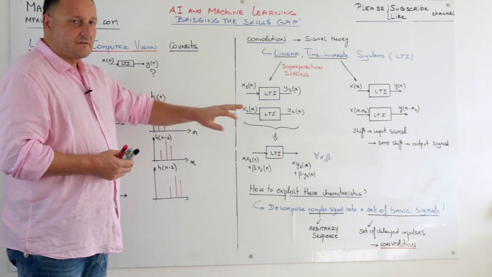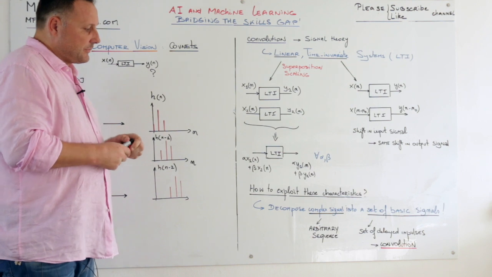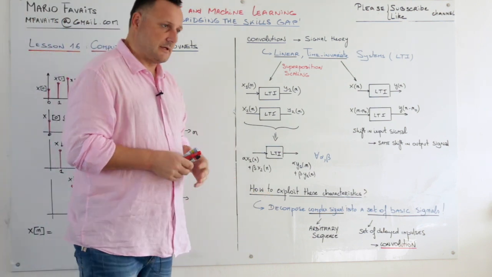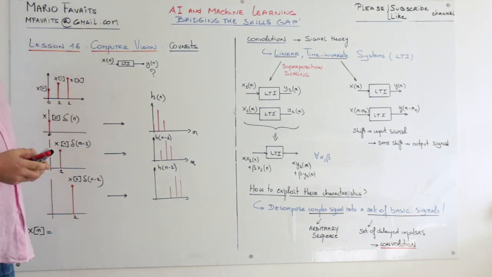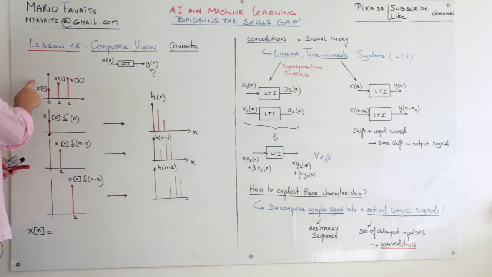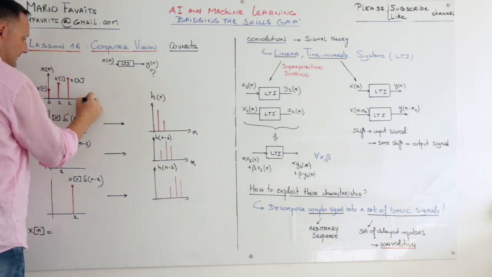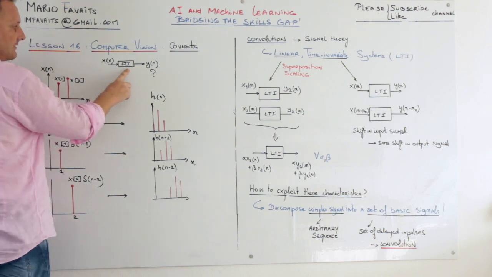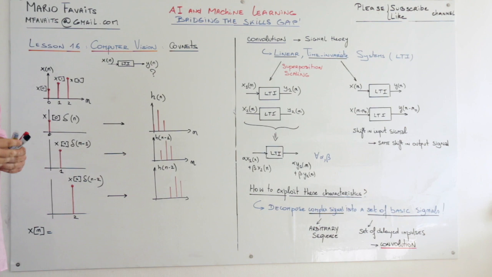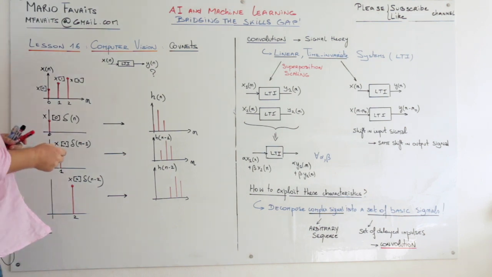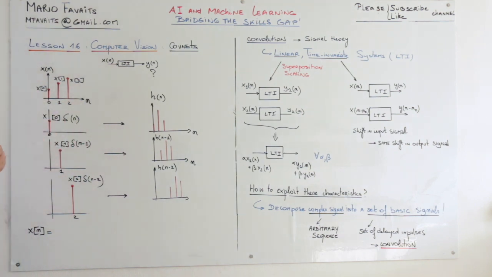Alright, so that sounds a bit theoretical, I know, so let's go a little bit deeper on what it actually means. Again, we have an arbitrary, in this case discrete, signal x. This is x of n and this is n. We feed it into an LTI system, and our goal is to know what the output is through the LTI system.